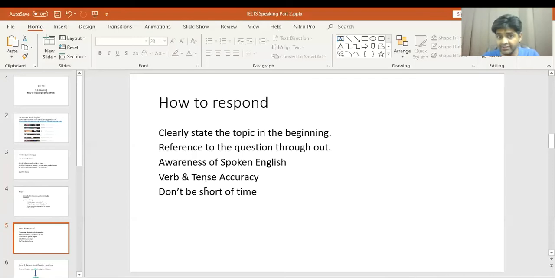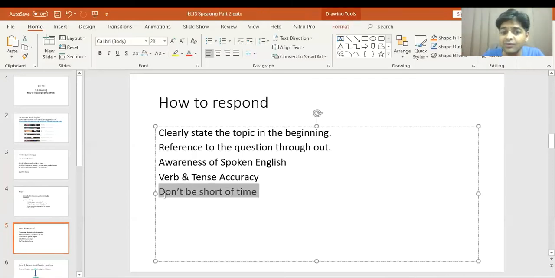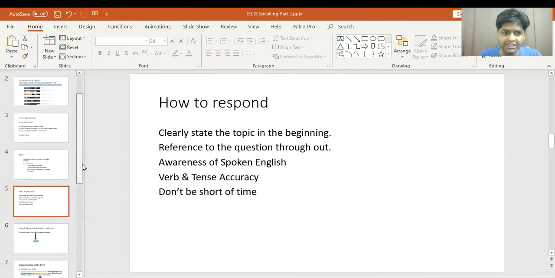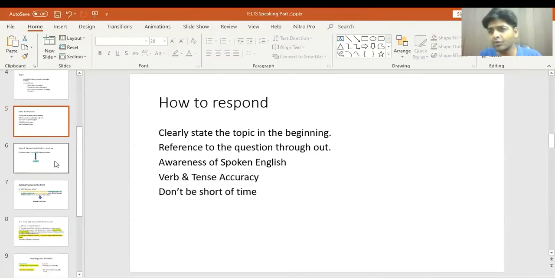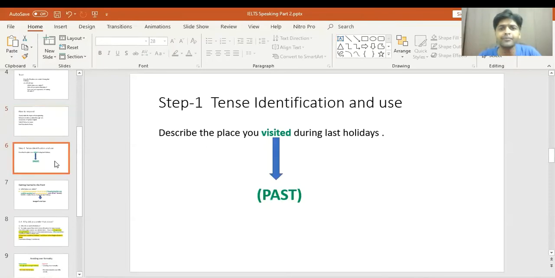Then your accuracy about your verb and tense, and last but not least, you should not be short of time, because your interview is being recorded, and if you are short of time then it is really difficult to get a good score. So you have to speak on. Now how can we achieve this? Let's move on to our slide.